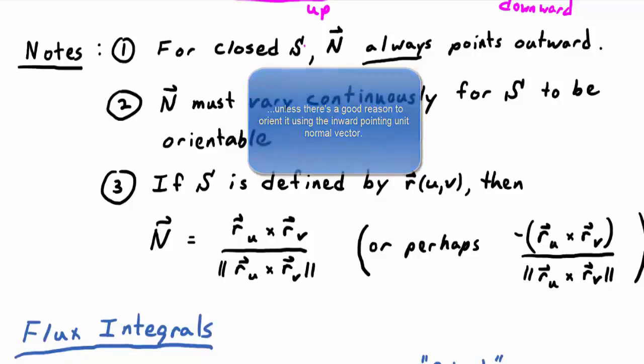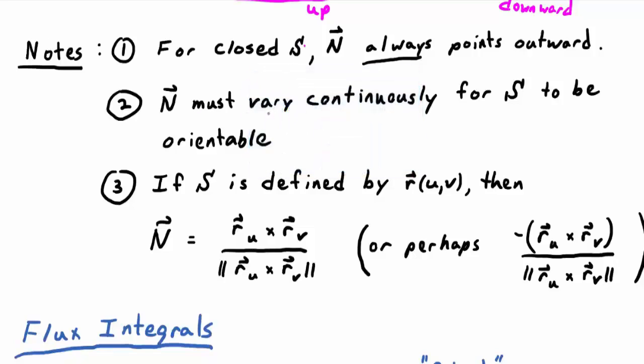Number 2, n must vary continuously for S to be orientable. In other words, if you want to orient a surface using a normal vector, you can't have n pointing upward or outward or inward at one point, and then all of a sudden at a nearby point have n pointing in the opposite direction. It has to change continuously.